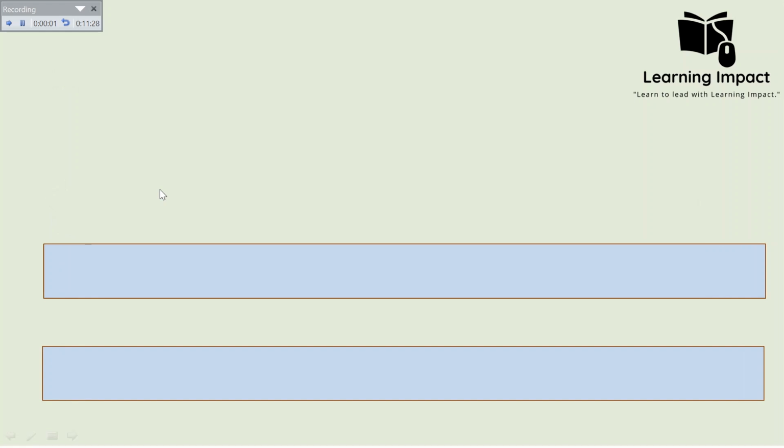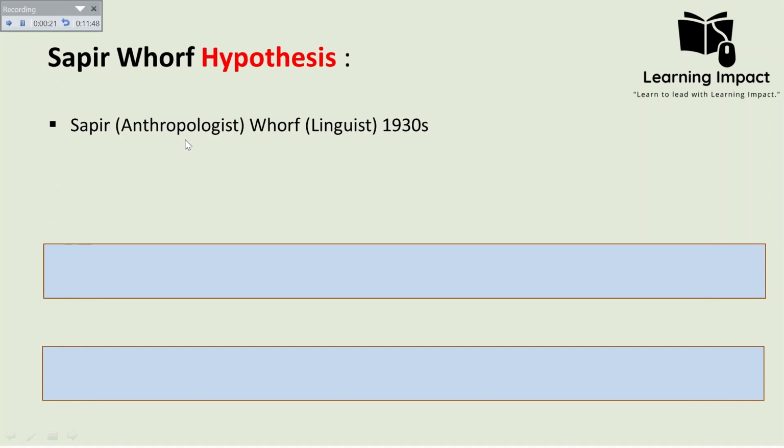In order to delve deeply into the connection of language and culture, we must grasp the concept of the Sapir-Whorf Hypothesis. This is one of the influential and well-known theories for understanding the relationship between language and culture. Before we go into the statement of the Sapir-Whorf Hypothesis, here is a brief biography of Sapir and Whorf. Sapir was an anthropologist and Whorf was a linguist, and they combined their work in the 1930s and derived a hypothesis which we call the Sapir-Whorf hypothesis.